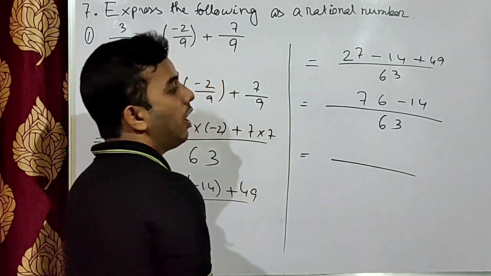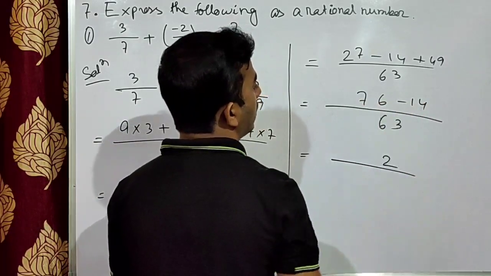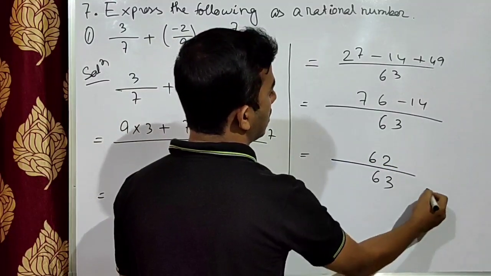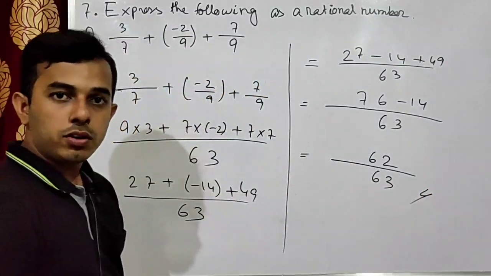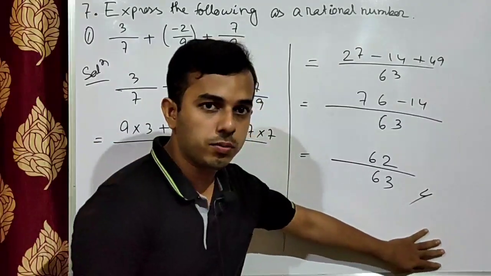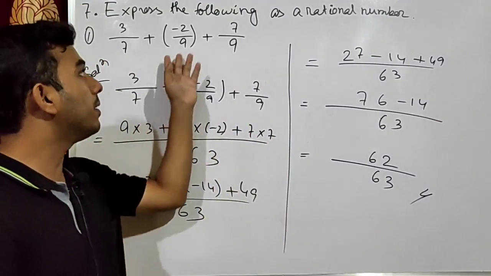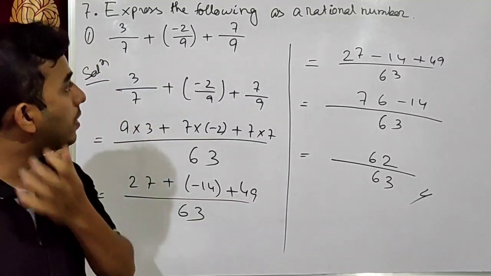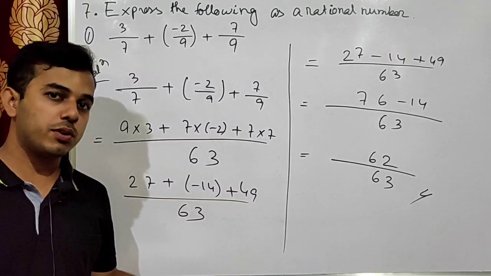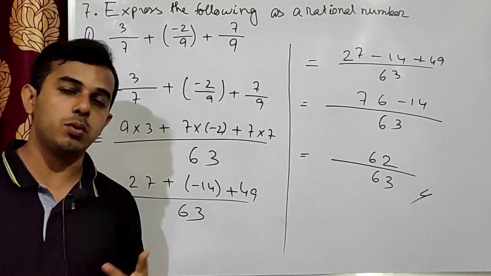Up to this clear? Very good. Now we will subtract 14 from 76. So 6 minus 4 is 2, and 7 minus 1 is 6. 62 divided by 63. So this is a rational number also. Clear? And this is in our simplest form also. So this is our required answer of the question. That is, the question is 3 by 7 plus minus 2 by 9 plus 7 by 9. Our answer is 62 divided by 63. I hope you have got how to solve this type of questions. Very good. So now let's solve another one, it will be better for you to understand.